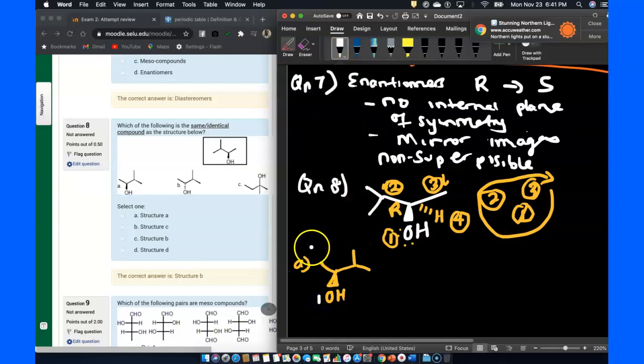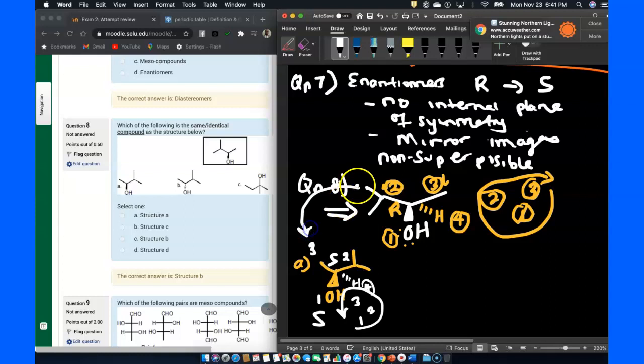So again, that's 1. We said methyl is 3, this is 2, and your hydrogen at the back is 4. So here we are going 1, 2, 3, and that is an S. We keep the S because the smallest group is away from us. We are looking for one that is the same as what's boxed. So comparing A and the original molecule, those two are not the same. What are they? They are enantiomers.